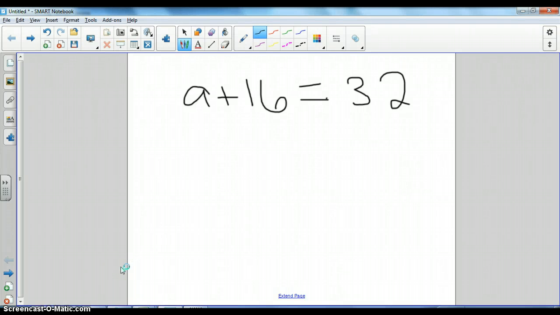Okay, Maggie, I'm going to go over one-step equations. I think we've done this before, but it was a while ago. So the thing to remember with one-step equations, or equations in general, is we always want to work in opposites.